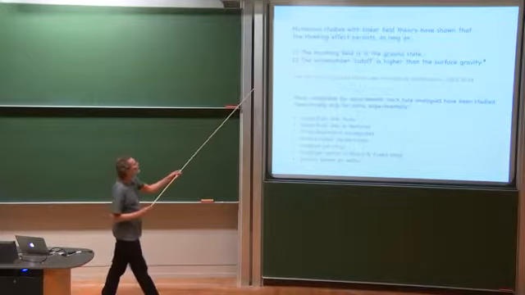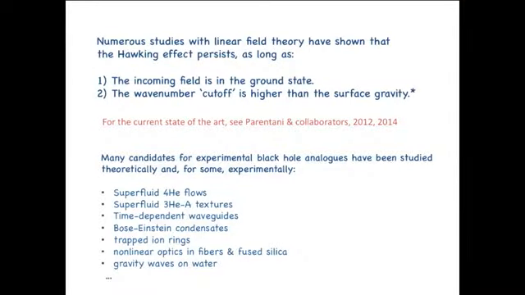Okay, so numerous studies with linear field theory and different dispersion relations have shown that the Hawking effect is robust to this sort of modification of the short wavelength behavior, provided, A, the incoming field is in its ground state, sort of in the flowing fluid. The perturbations start out in their ground state. And that the cutoff wave number, the scale at which the dispersion starts to be nonlinear, should be much higher than the surface gravity of the black hole. Roughly, this is saying the wavelength at which that happens should be small compared to the size of the black hole.